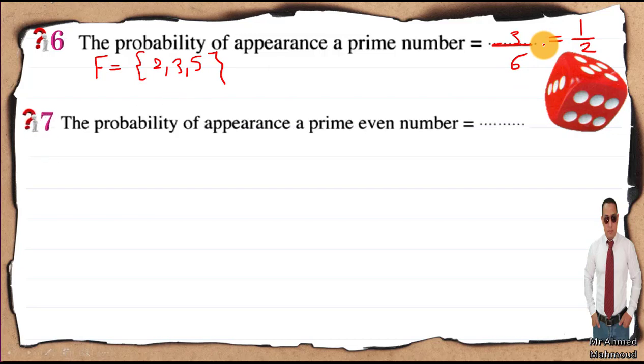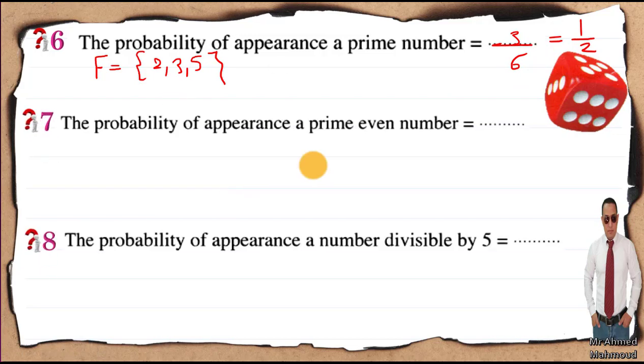The next one, the probability of appearance of an even prime number. The prime numbers are 2, 3, and 5. 2 is the even one, so G equals the set of 2 only, which equals 1 out of 6.